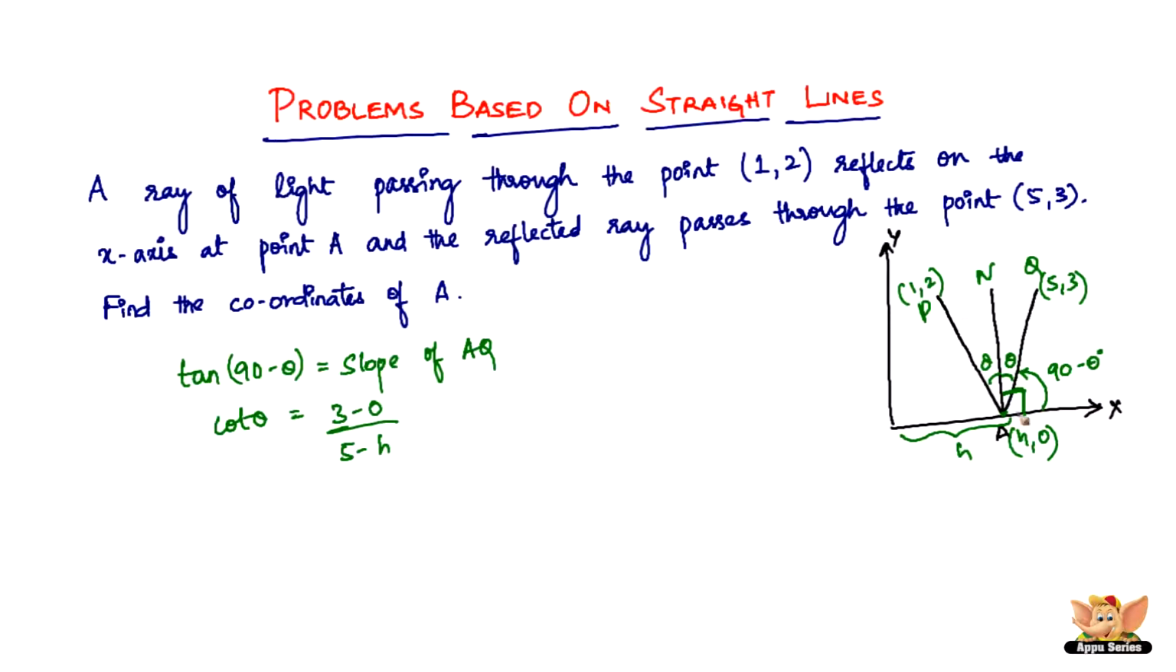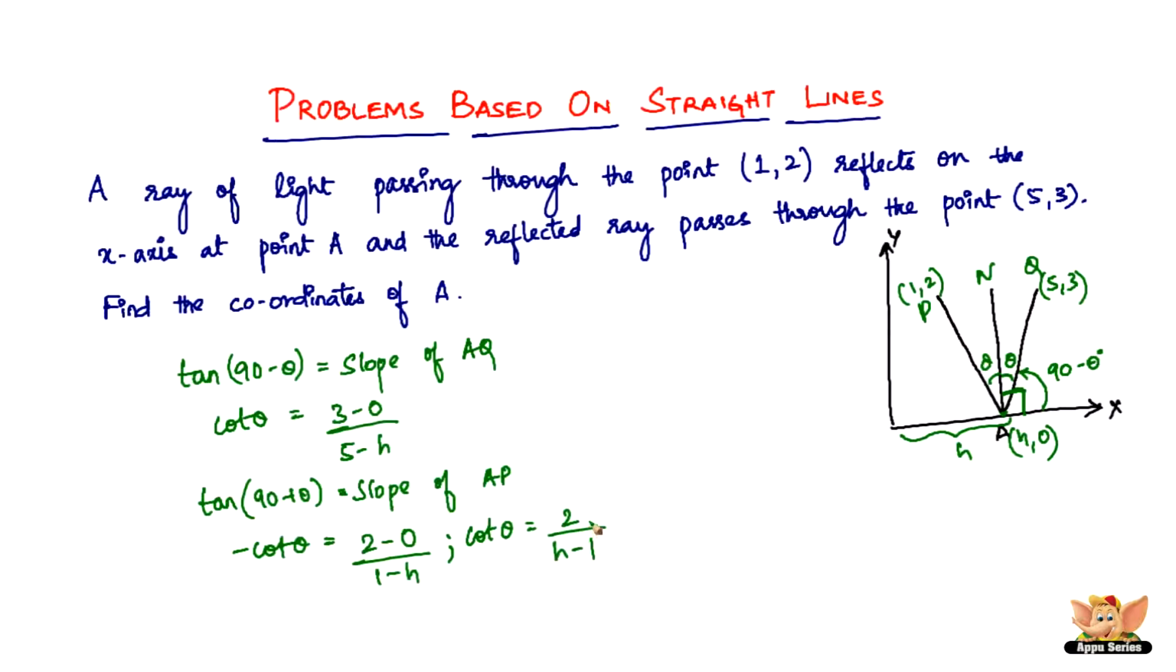Alright. Now what we'll do is find the slope of AP. That will be nothing but tan of (90 plus theta), right? So tan of (90 plus theta) will be equal to slope of AP. So tan (90 plus theta) lies in the second quadrant. In the second quadrant tan is not positive, and 90 changes tan to cot. So it will be minus cot theta equal to slope of AP, which is (2 minus 0) divided by (1 minus h). So here we have minus cot theta equal to (2 minus 0) divided by (1 minus h). What about just cot theta? Cot theta will be equal to 2 divided by (h minus 1). Just shift the negative sign to the right hand side. And now we have cot theta equal to 3 divided by (5 minus h), and the same cot theta equal to 2 by (h minus 1).